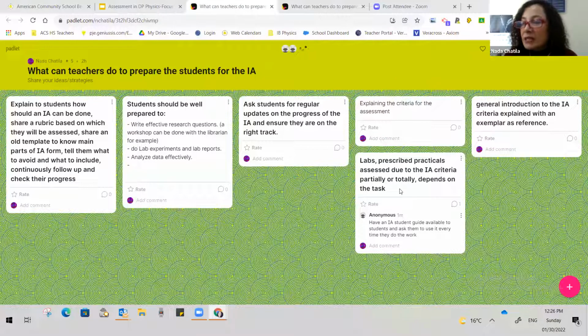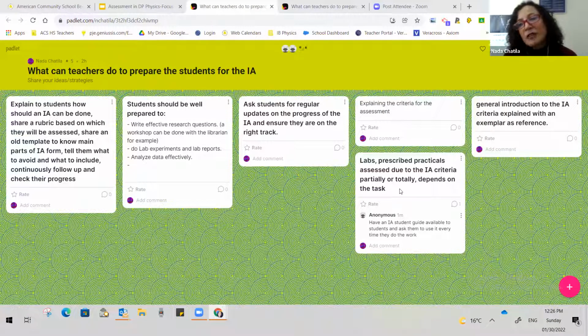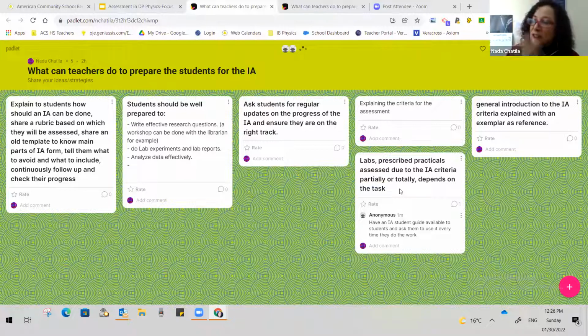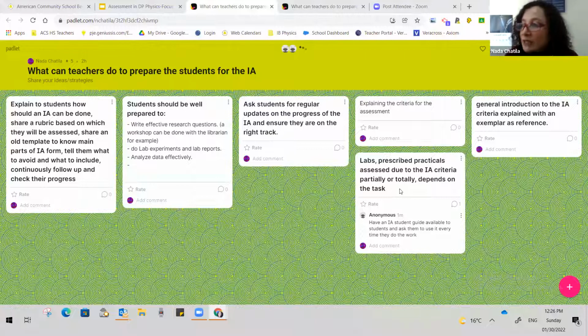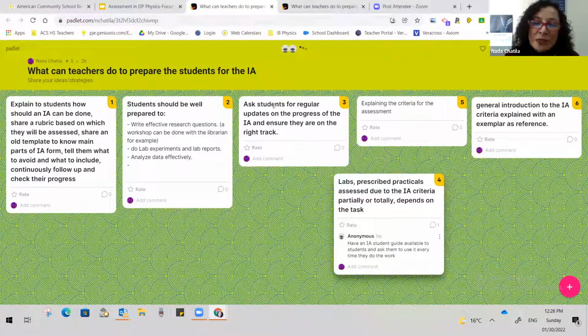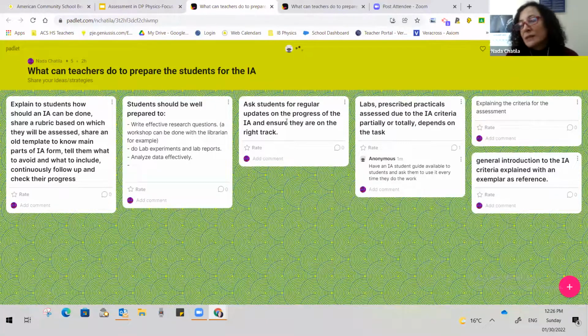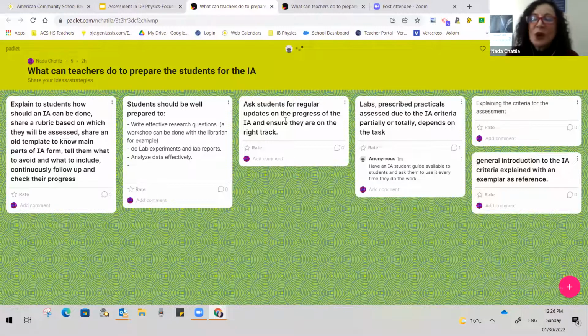Labs, prescribed practicals are assessed due to the IA, partially or totally, depending on the task. Definitely using the IA criteria and scaffolding it: at the very beginning of the first year it is different than later on as the students progress. Having an IA guide is definitely a good idea as well. Ask students for regular updates on the progress. This is very important, and I will refer to this later on.